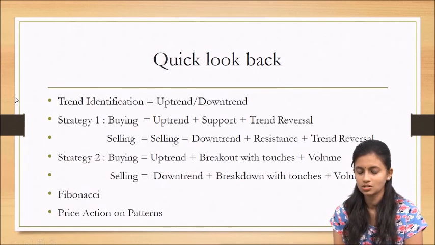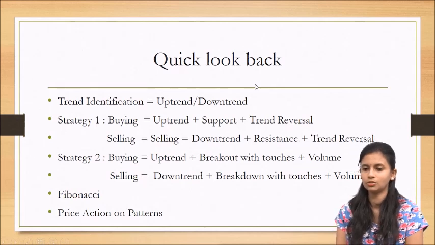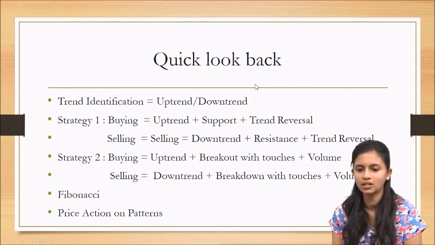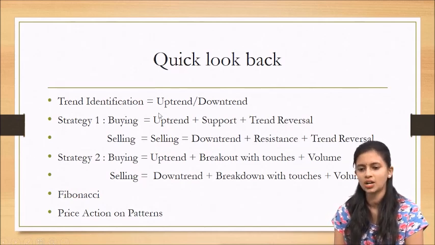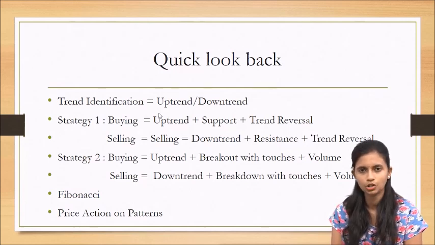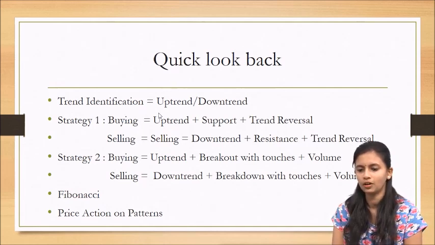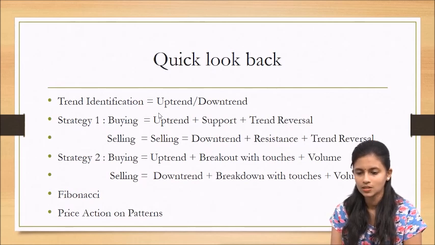Now let us just do a quick revision. The first thing is trend identification, which is very much required for price action. The next thing what we learned is how to apply strategy 1 and strategy 2. For strategy 1, if you're going for buying, uptrend should be there, support should be there, trend reversal pattern should be there. If you're going for downtrend, that is selling, then downtrend, resistance plus trend reversal should be there.